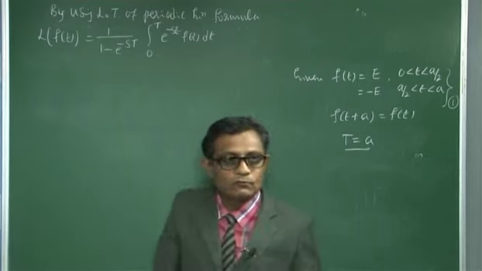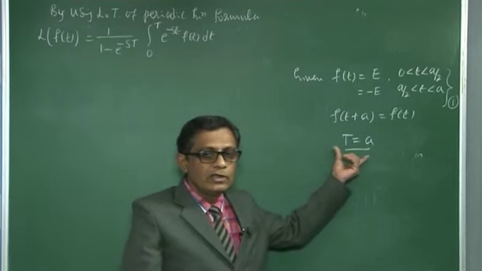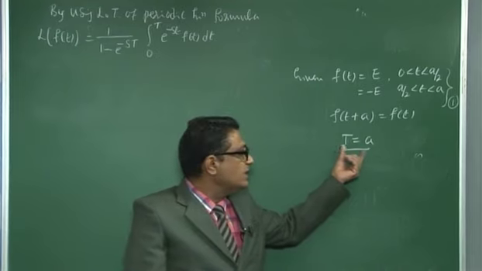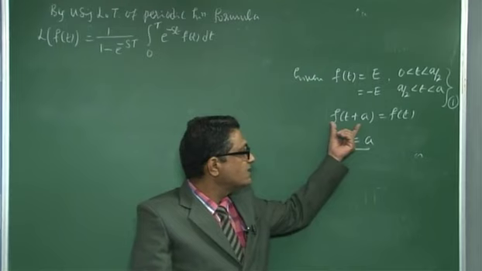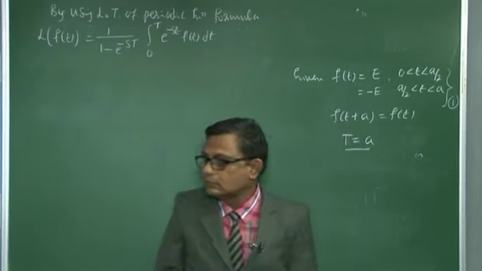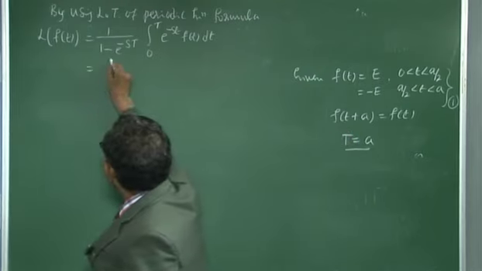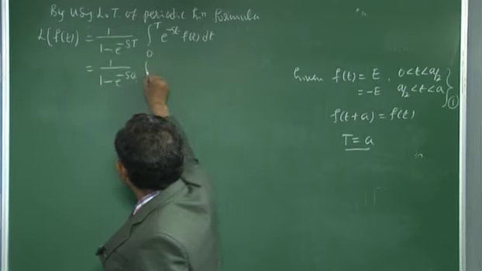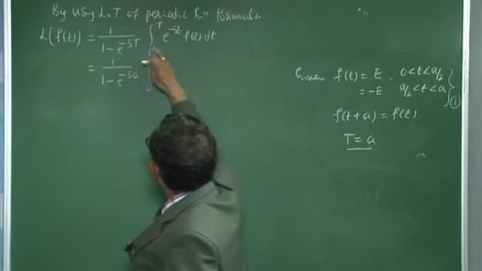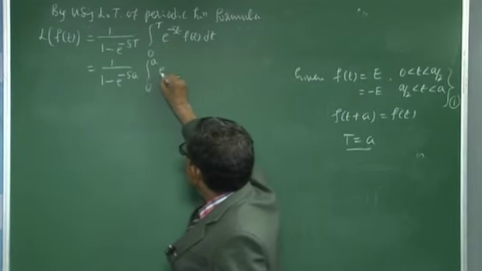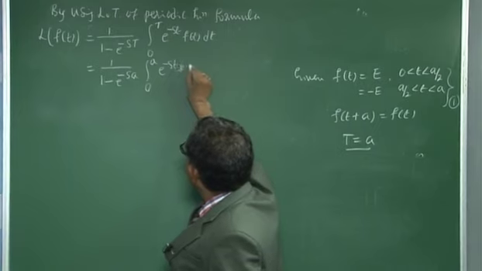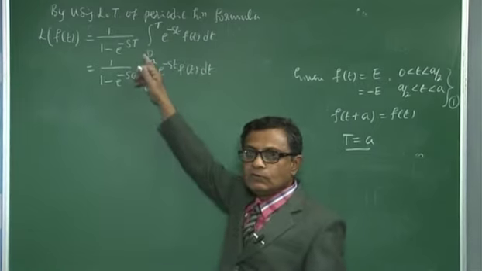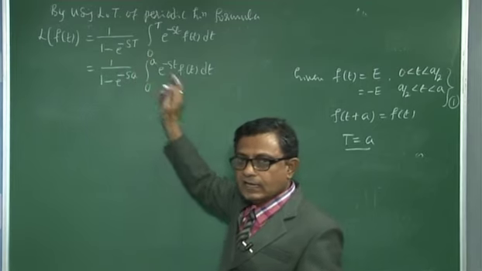As I told, first you have to substitute the value of T, that is the period T as a here, as given in the function. Now this is equal to 1 divided by 1 minus e raised to minus s a, times the integration from 0 to a of e raised to minus st f of t dt. You have substituted the value of the period T as a.